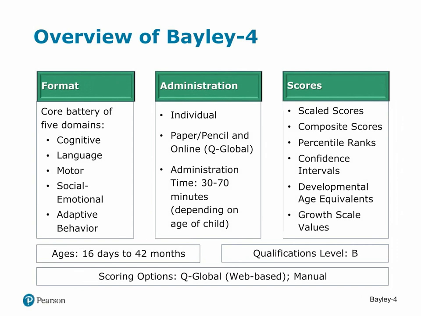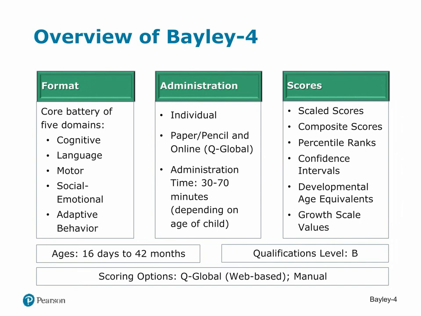Let's take a look now at the features of the Bayley-4. As we noted previously, the Bayley-4 is designed to be administered to infants and toddlers between the ages of 1 month, which begins at 16 days, and 42 months. It consists of a core battery of 5 scales: cognitive, language, motor, social-emotional, and adaptive behavior. The language scale includes receptive communication and expressive communication. The motor scale includes fine motor and gross motor.